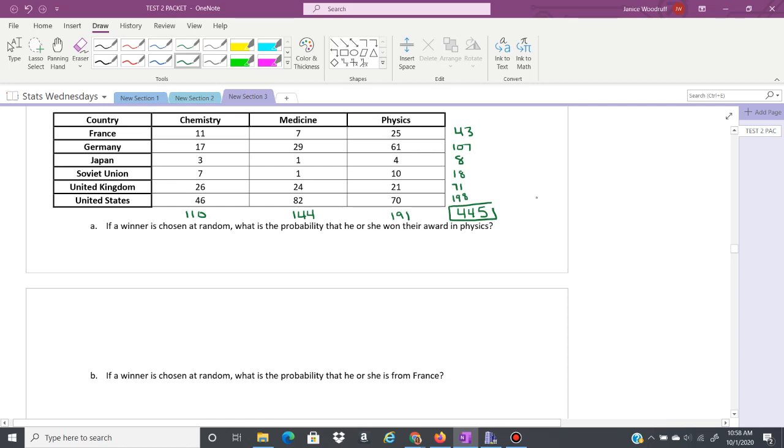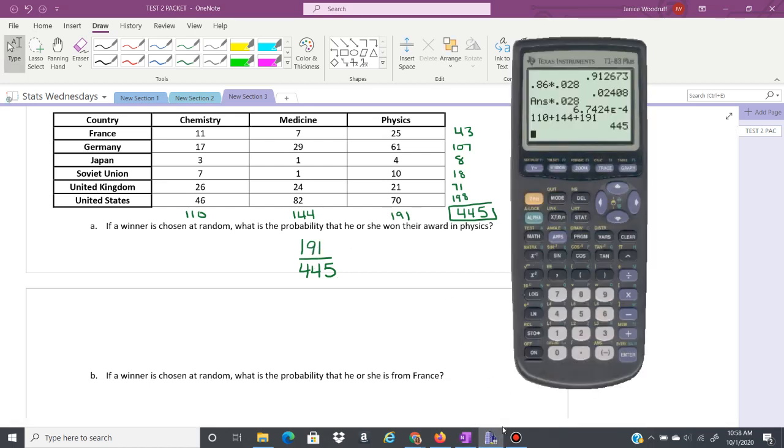All right, so let's answer questions now. We have these numbers. If a winner is chosen at random, what is the probability that he or she won their award in physics? So if a winner is chosen at random from the entire pool, the entire pool is 445, so that's our denominator. How many physics were there? So go to your physics column, all the way down, 191. So 191 out of 445 is going to give us 0.429.